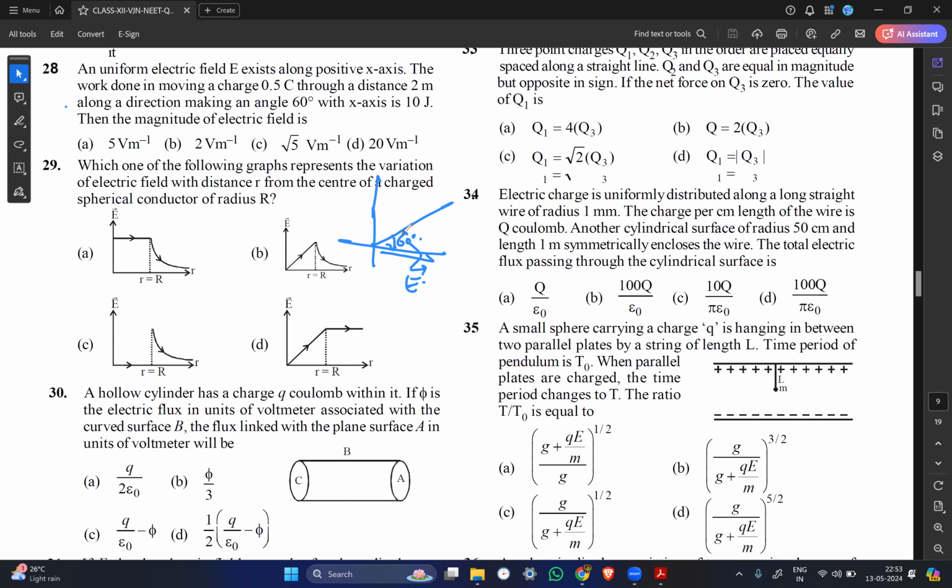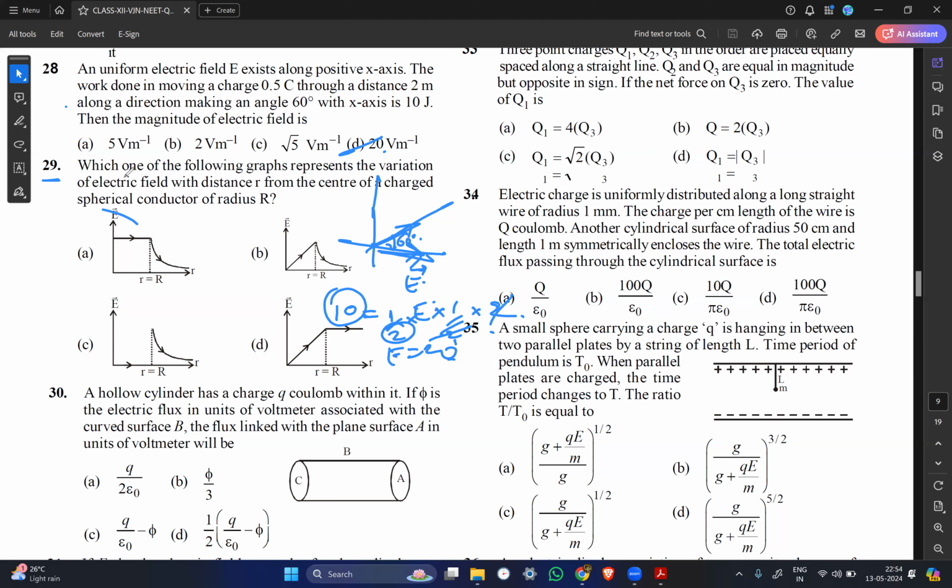This is the direction you have to move it, and the work done is 10 joules. So work done is force into displacement. Force is QE, where charge is 0.5. E we want to know. QE force is in this direction, but we want only this component, so cos theta. Cos 60 is 1 by 2. Displacement along the direction is 2 meter. So this will be 10. This 2 cancels. E is 20.